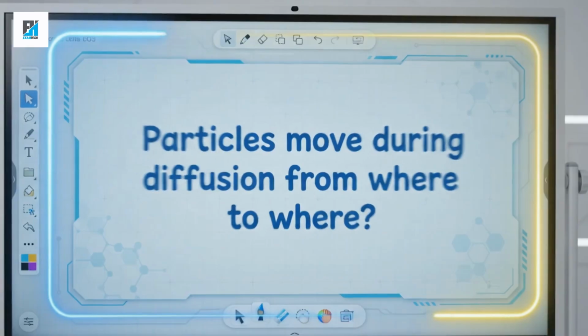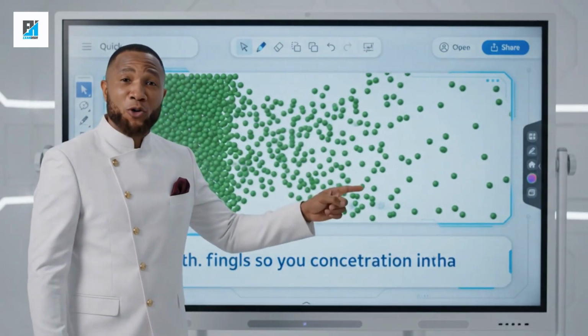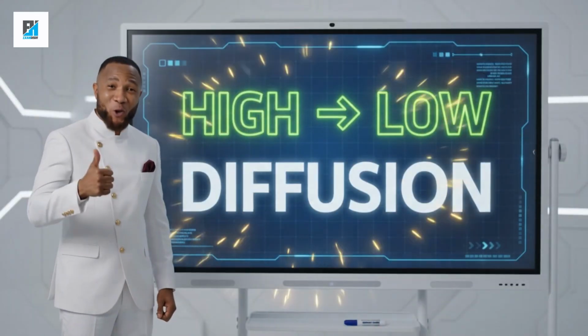Quiz question. During diffusion, particles move from high concentration to low concentration.